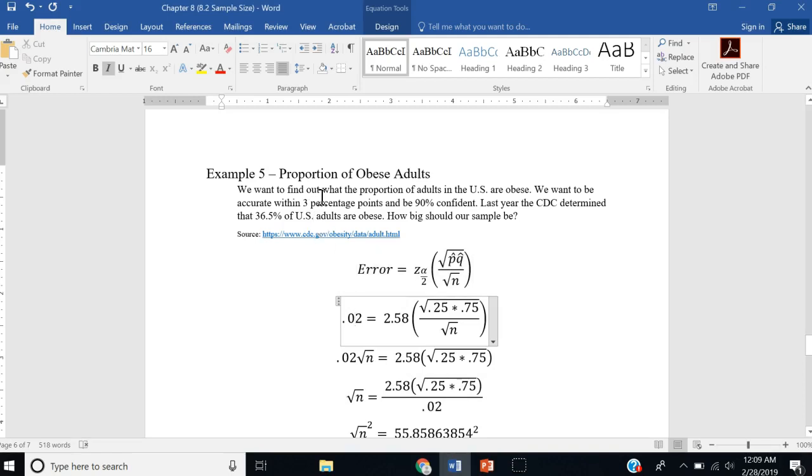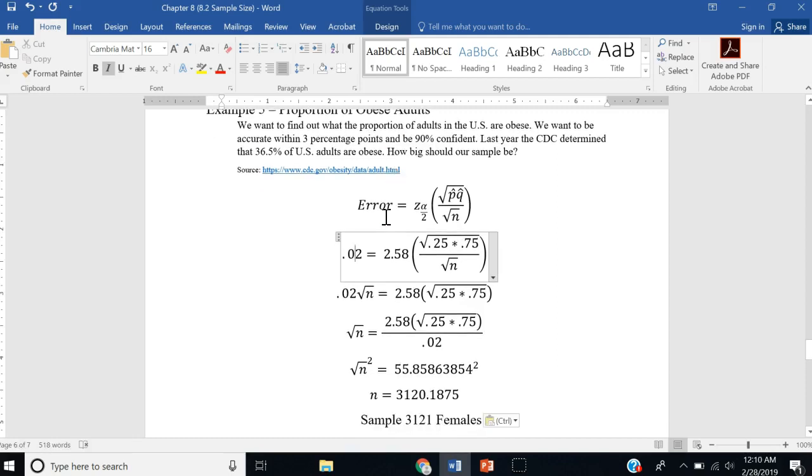okay? So we want to find out the proportion of adults in the U.S. who are obese. We want to be accurate within 3 percentage points, and we want to be 90% confident. So last year, the CDC determined that 36.5% of United States adults are obese. So how big of a sample should I be, again, if I want to be 90% confident and be accurate within 3 percentage points? So this is obviously talking about proportions. So we're going to use the error formula for the proportions.